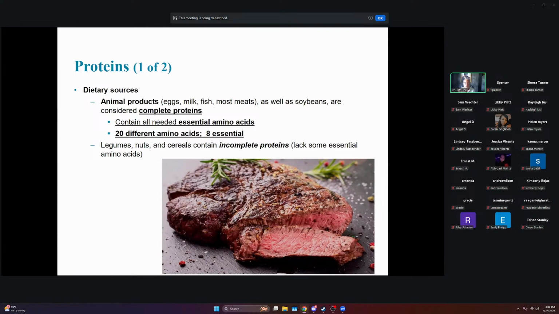Those essential 8 amino acid types are considered complete proteins. Okay? Complete proteins are proteins from food that have all 8 of the essential amino acids in them. Anything else that only has, for example, 4 or none of the essential amino acids are called incomplete proteins. These are things like grains and nuts and soy.